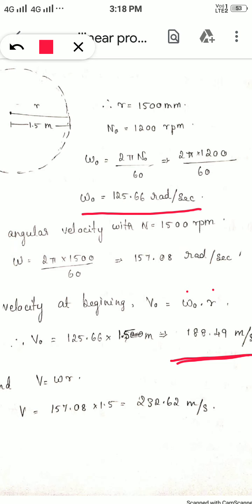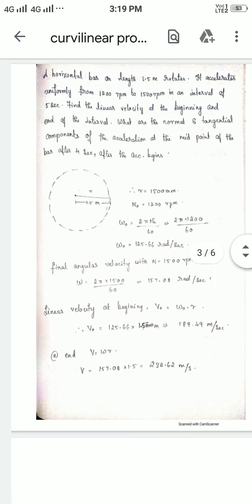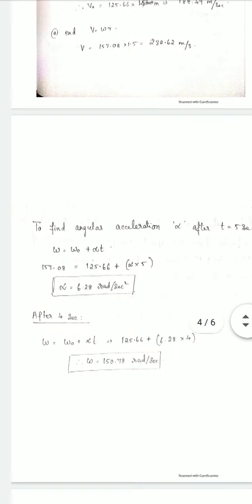To find the final, v is equal to omega into r. Already we had calculated our omega value. Substitute that omega value, with r as 1.5. So you'll get v is equal to 232.62 meter per second. So we had calculated both the velocities now. Let's go to the second part.